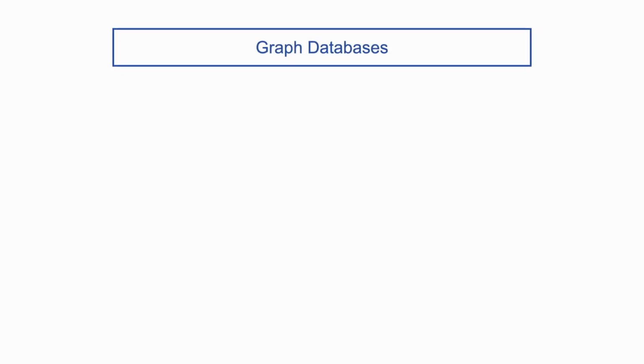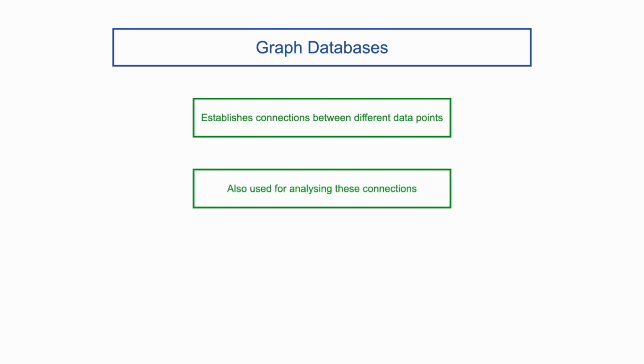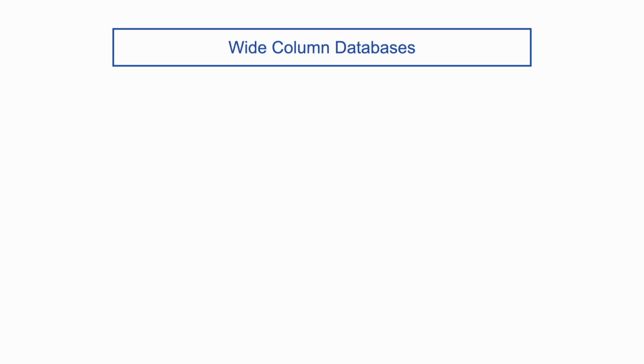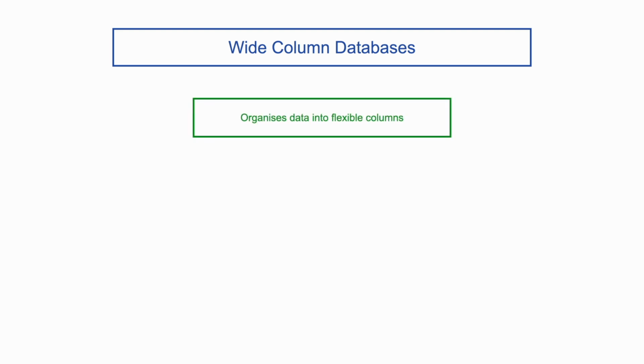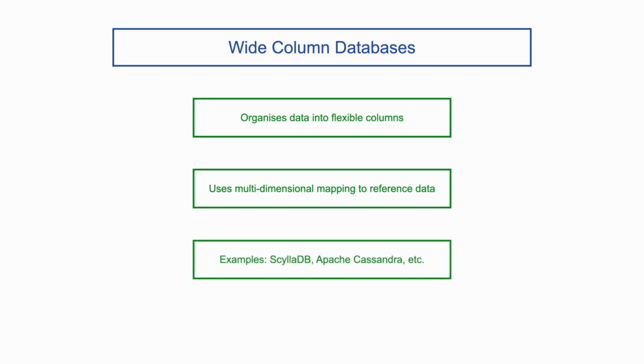Graph databases. This type of database is used to establish connections between different data points and then helps to analyze these connections in an efficient manner. Examples for this type of database are DataStax, Neo4j, etc. Wide column databases. This type of database organizes data into flexible columns using multidimensional mapping to reference data by column, row, and timestamp. Examples for this type of database are ScyllaDB, Apache Cassandra, etc.